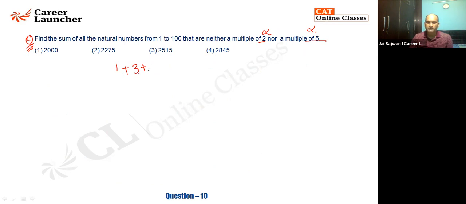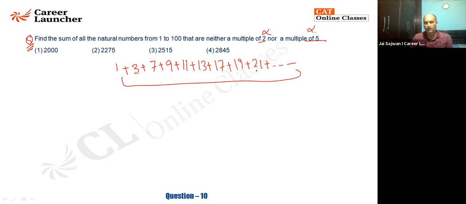So for example, 1 plus 3 plus 7 plus 9, 10 will not come, 11 plus 13 plus 17 plus 19 plus 23, 21. This goes on. So you cannot only consider the prime numbers. Like 21 is not a prime number, but it is also not a multiple of 2 and 5. So how many numbers are there till 100? 99 is the last number. So can you find out the sum of these values? Think about it. Very interesting logic.